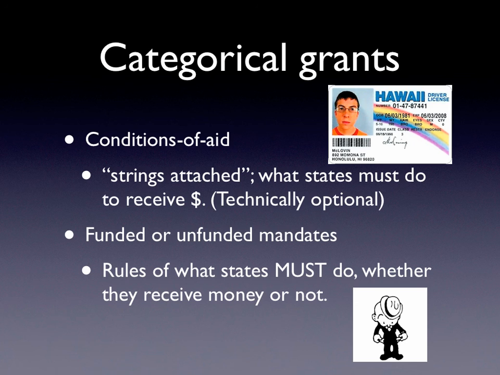Conditions of aid. These are strings attached. So this is what states have to do to receive the money. So basically, the federal government will say, hey, if you want to receive this $10 million, you need to do something for us. Technically, this is optional. The states can say no to this. In practice, in reality, they probably aren't going to turn down millions of dollars. They will probably say, okay, we'll do what you want, give us the money.